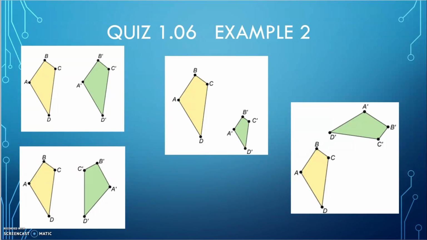Hey guys, we are going over quiz 1.06. This is example 2. We are going to name each of these transformations.